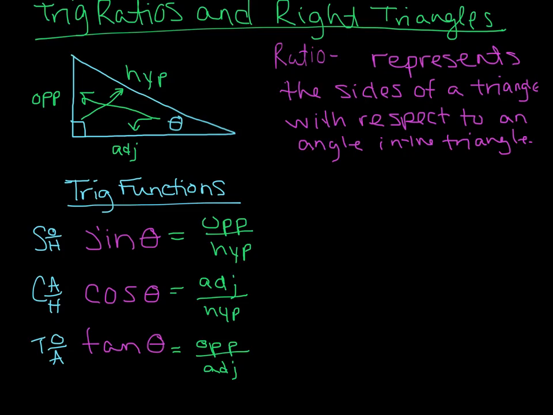And the one other important thing about tangent is that it's also equal to sine over cosine. The time it's important is when we're simplifying trig expressions. We'll have to simplify tangent into sine over cosine, both of theta.